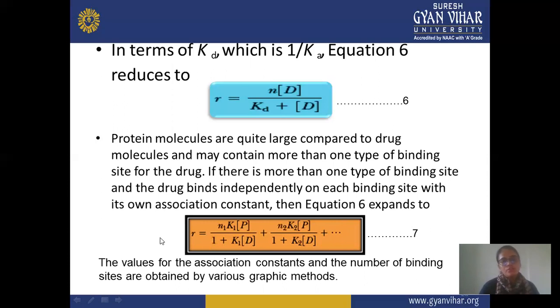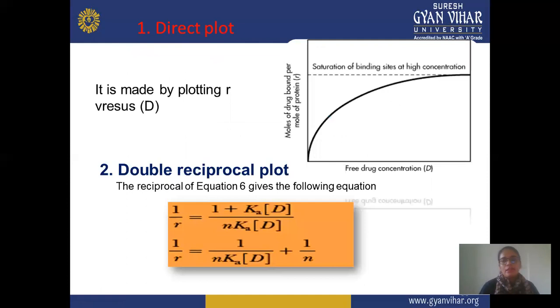In this, the values of the association constant and the number of binding sites are obtained by various graphic methods. There are different graphic methods used to represent this equation. Mainly, the first graph is the direct plot, and the second is the double reciprocal plot. The first plot is the Michaelis-Menten-type plot of r versus D.